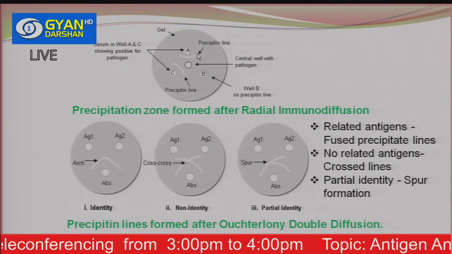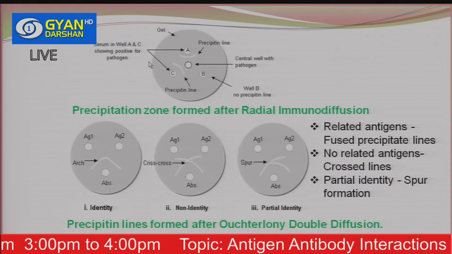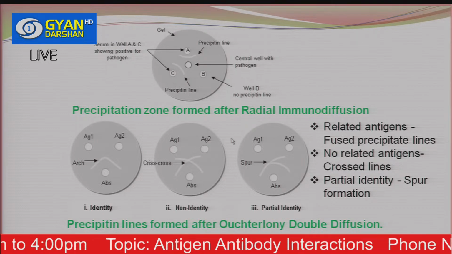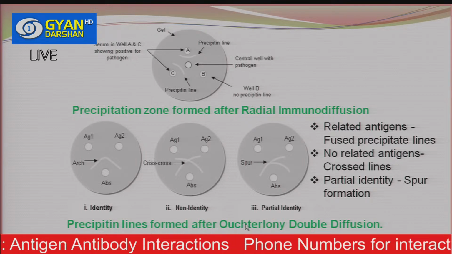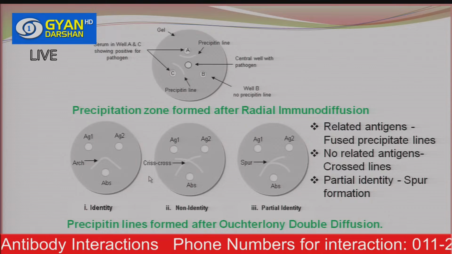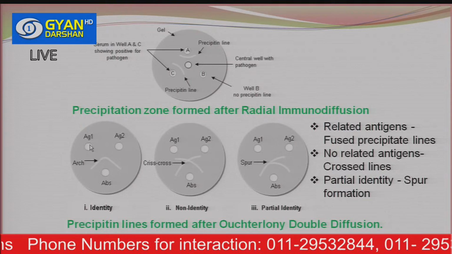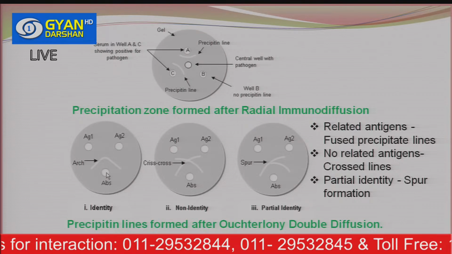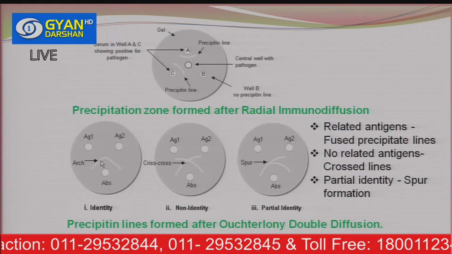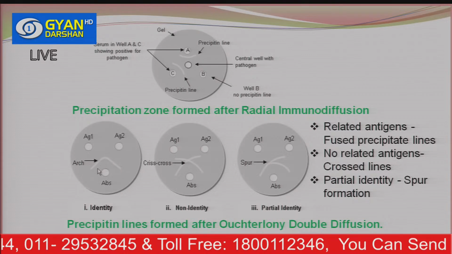Here are the precipitin lines, here is the gel. So you can see the different patterns you will get. Precipitation lines formed after the Ouchterlony double diffusion method. You can see here the identity. You can put antigen 1, antigen 2, and here are the antibodies. So you will get an arc. So you can say the identity is there.